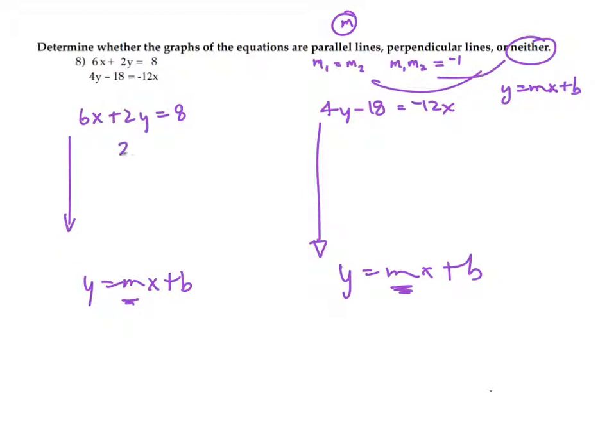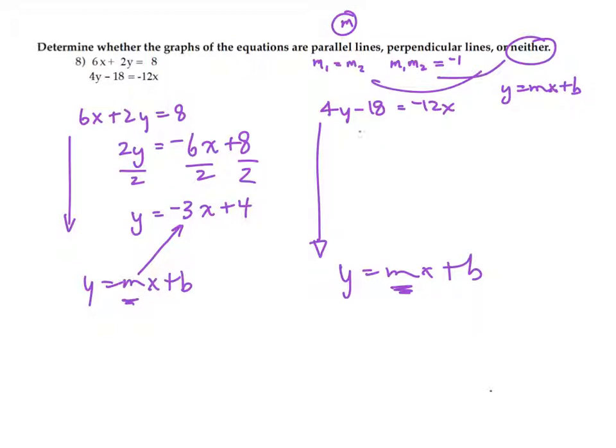First one, I'll leave 2y where it's at. I'll move the 6x over. It becomes negative. Okay, now I'll divide everything by 2. So y is equal to 6 divided by 2 is negative 3x. 8 divided by 2 is 4. So my slope for that line is negative 3. Let's see what it is for the next line.